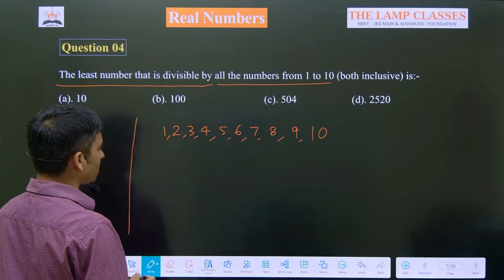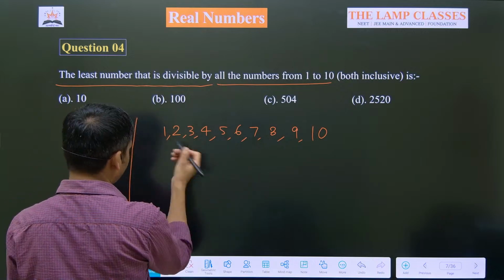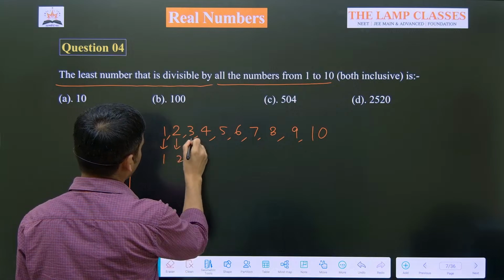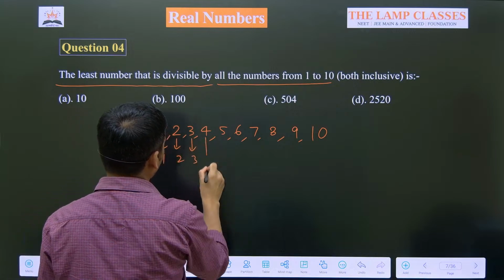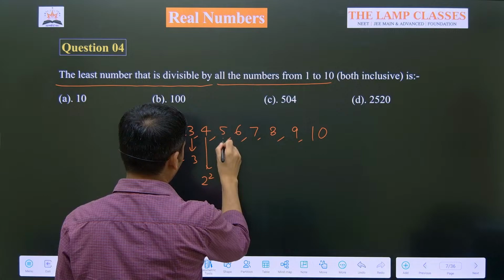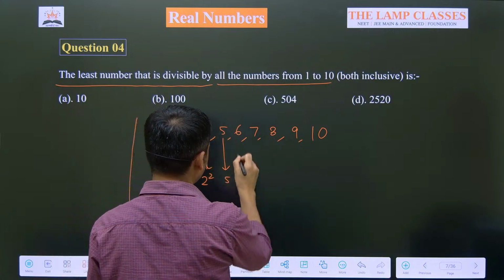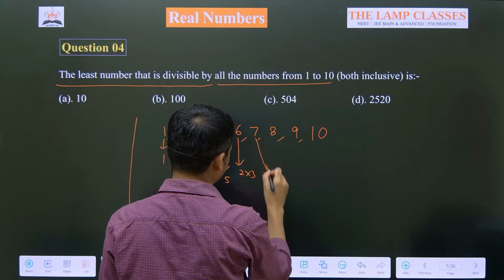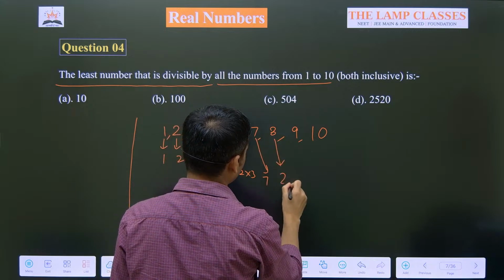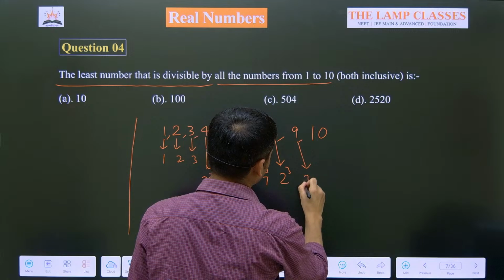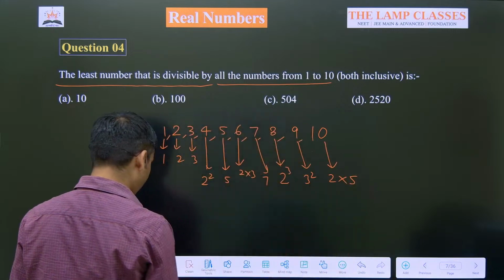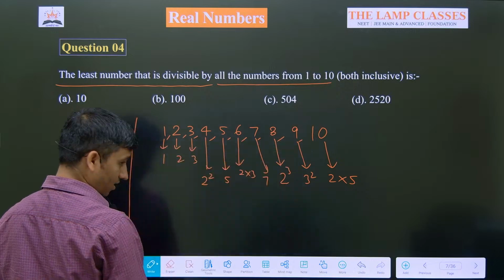And to find the LCM of these numbers, we can do prime factorization, right? So 1 can be written as just 1, 2 will be 2 only, 3 no need to disturb, 4 can be written as 2 square, 5 is prime, so no need to do any manipulation there, 6 is 2 into 3, 7, 8 is 2 raised to 3, 9 is 3 square, and 10 is 2 into 5. Do we know how to calculate the LCM of this? I hope you know, right?